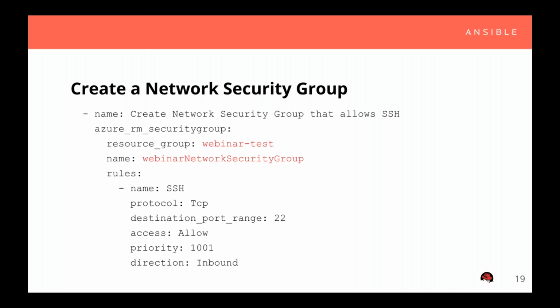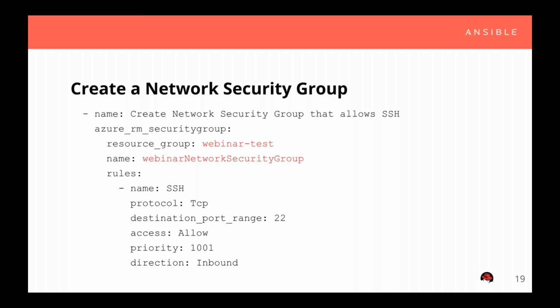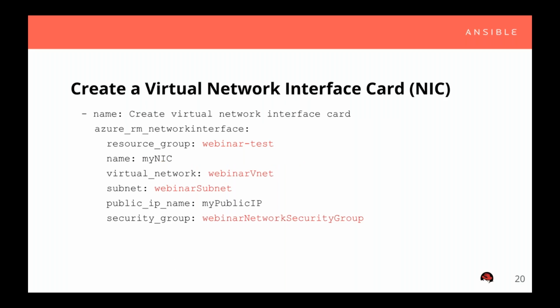Network security groups control the flow of network traffic in and out of your VM. This part of the playbook creates a network security group named Webinar Network Security Group and defines a rule to allow SSH traffic on TCP port 22. A virtual network interface card connects your VM to a given virtual network, public IP address, and network security group. That's also shortened to NIC. So here we create a virtual NIC named My NIC connected to the virtual networking resources you have created.